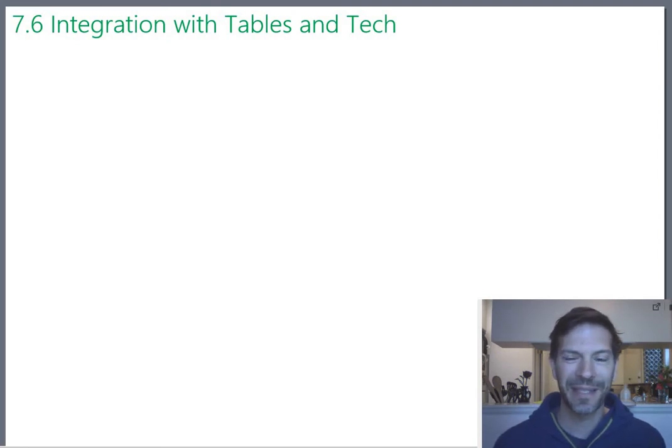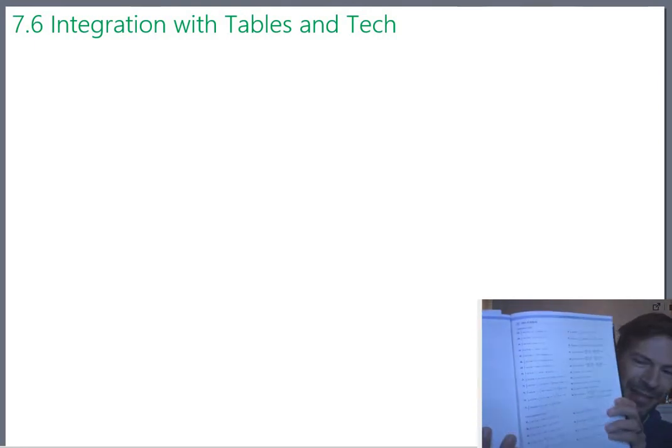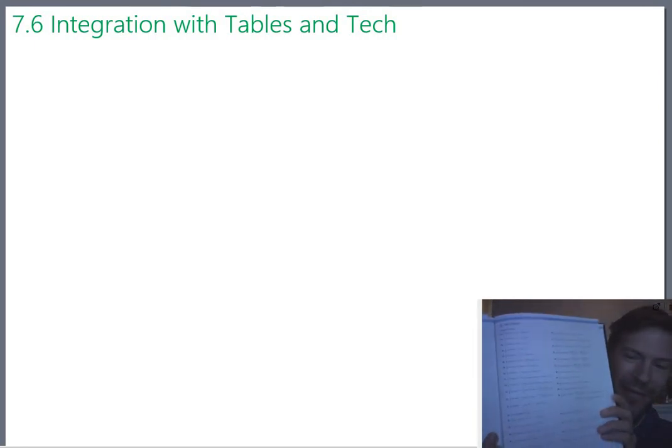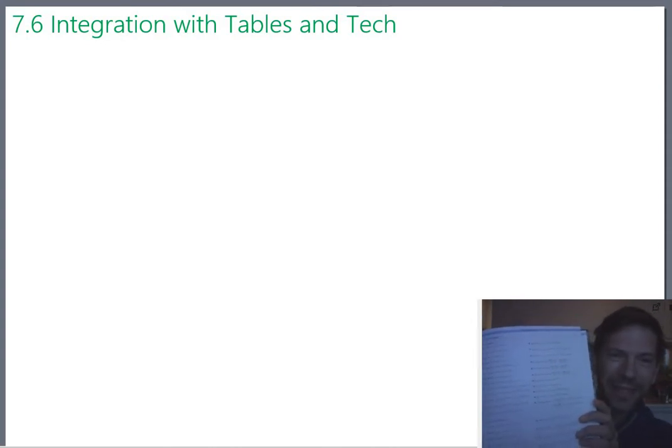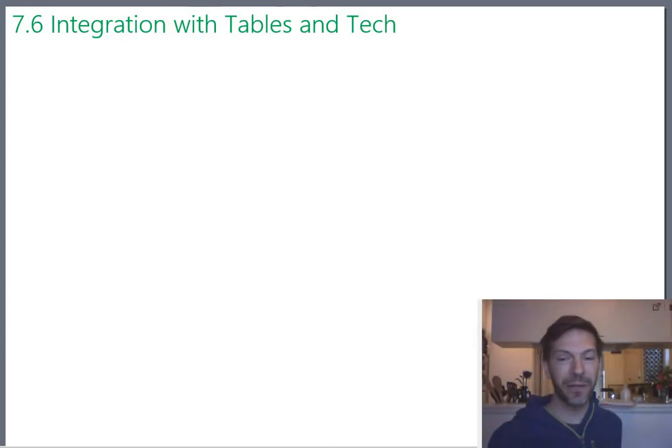Section 7.6 is going to be a little bit of a different section for us. The book is intending for you to learn how to use the tables in the back of the book. There are these lovely tables of integrals in the back of your calculus textbook. They look really fancy and mathy. And honestly, at this point, that's about all that they're good for.